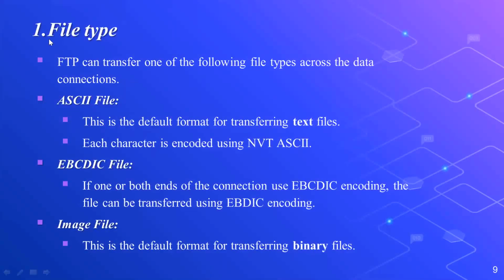Let us see the first one, the file type. FTP can transfer one of the following file types across the data connection: an ASCII file, an EBCDIC file, or an image file. The first one is the ASCII file. It is the default format for transferring text files, and each character is encoded using NVT ASCII, the NVT ASCII character set.